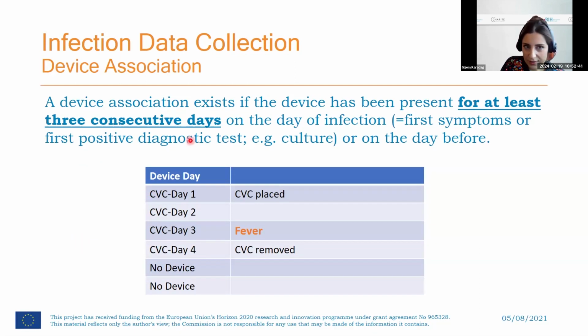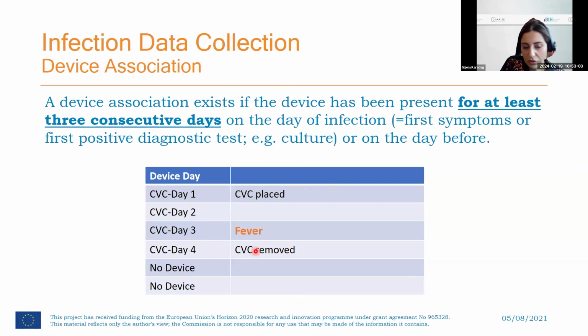I know this sentence may sound a little bit confusing, so I would like to explain it with examples. Here you see in this box a patient had a CVC on day 1, the CVC was placed, and on day 3 the patient had fever, and then on day 4 the CVC was removed.